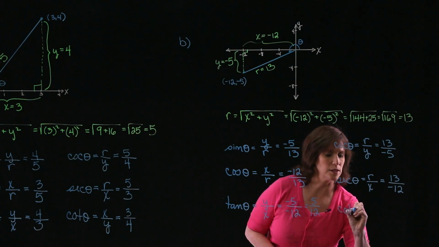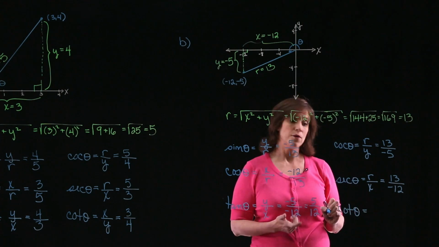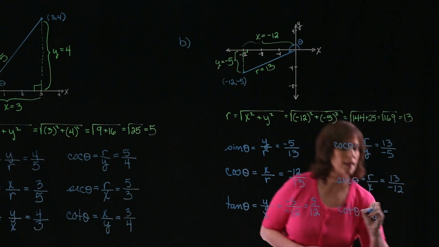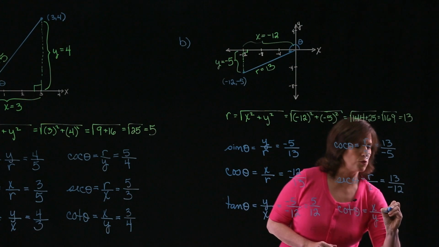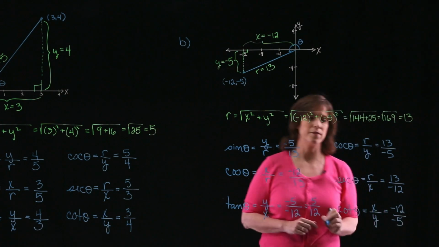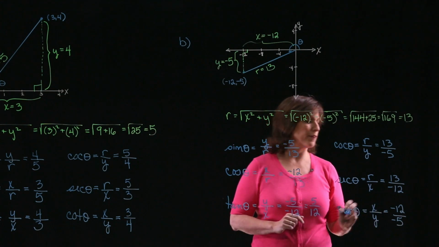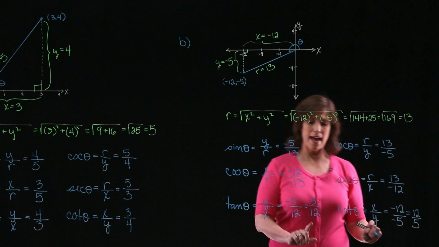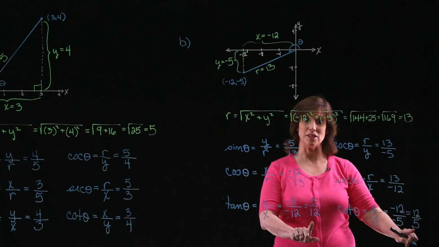Last one is the cotangent of theta. The cotangent by definition is x over y. The x value is negative 12. The y value negative 5. Negative 12 over negative 5 can be reduced to 12/5, and again, it's the reciprocal of the tangent.